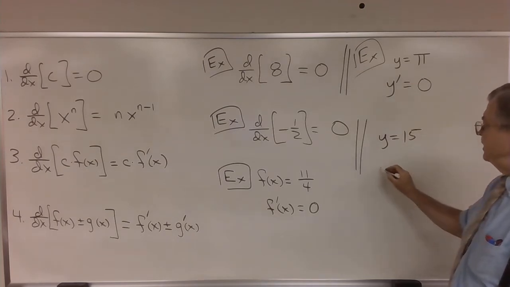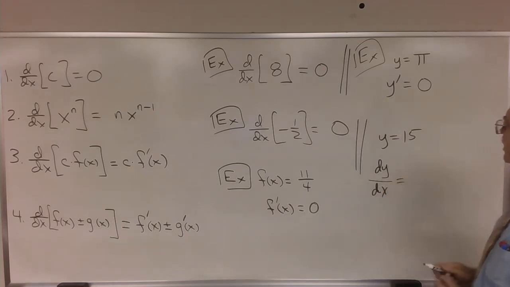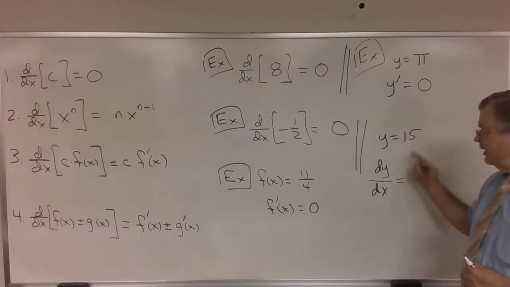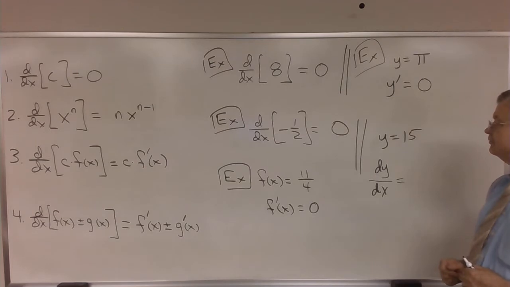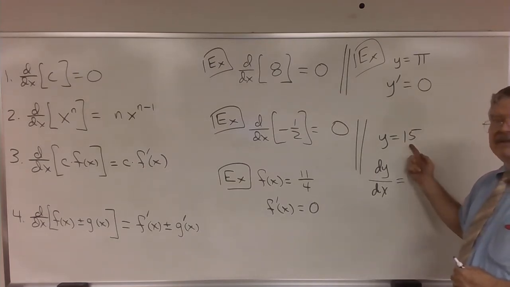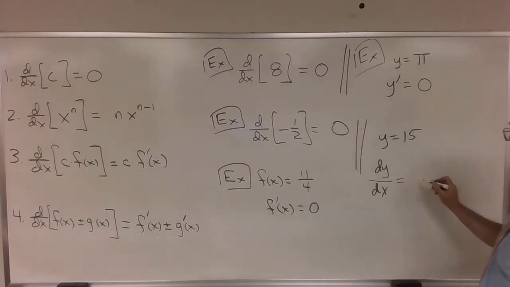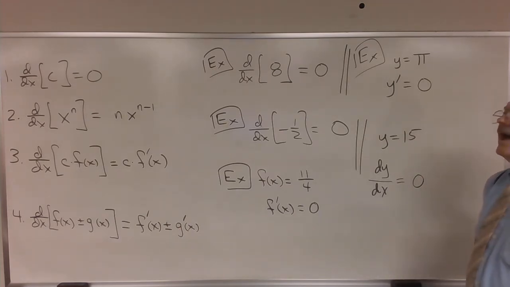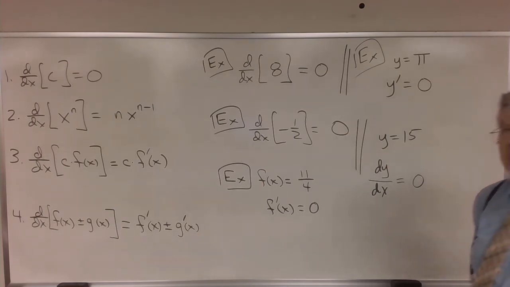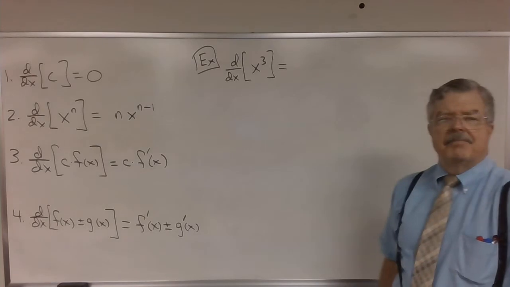y equals 15. If y is 15, then what is the derivative of y, dy/dx? y is a constant. The derivative of a constant is 0. Okay. Well, you know what? I think we have property 1 down pat right now. So we'll move on to some property 2 exercises. Onward and upward.